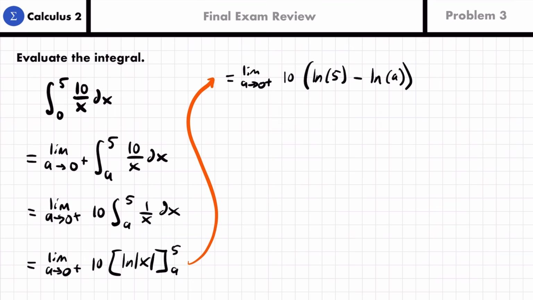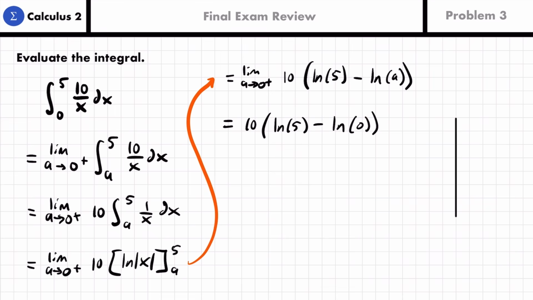But now, we are at a point where we can evaluate this limit. It is a one-sided limit, but we can still plug in the value that a is approaching into this expression and see what we get for the limit. So if we do that here, we'll have 10 times the natural log of 5 minus the natural log of a, but now we're going to plug in 0 for a to evaluate the limit. So we have the natural log of 0. But the natural log of 0 is an undefined value, right?